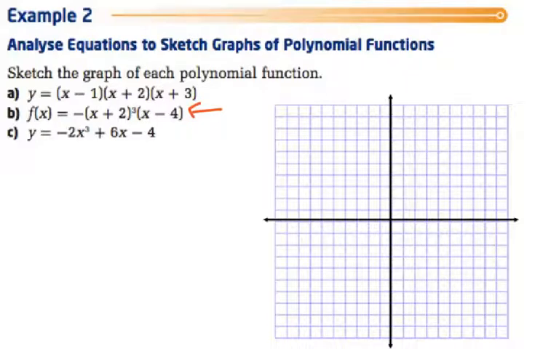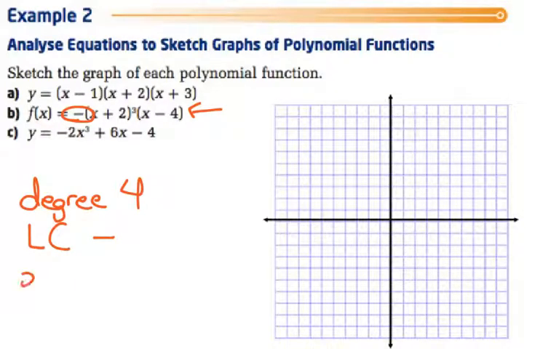Moving on to example B, we've got a degree of 4 because of the 3 exponent on the first bracket and no exponent on the second bracket. Leading coefficient is negative. And we have x-intercepts at -2 and at 4.